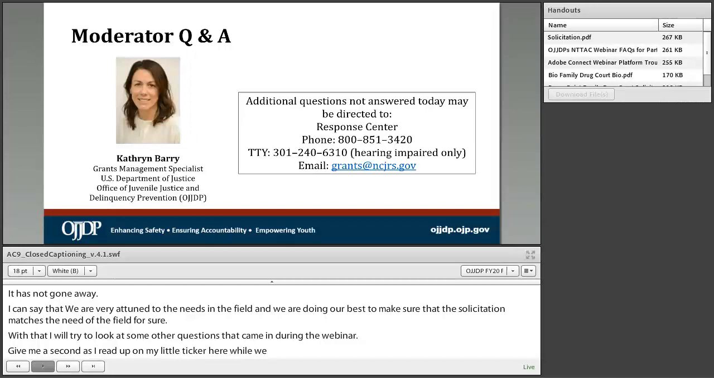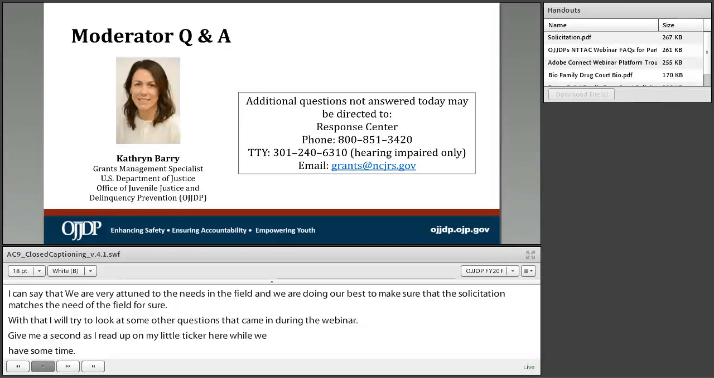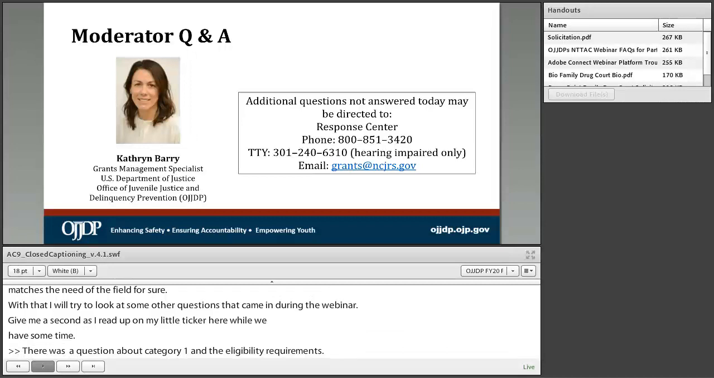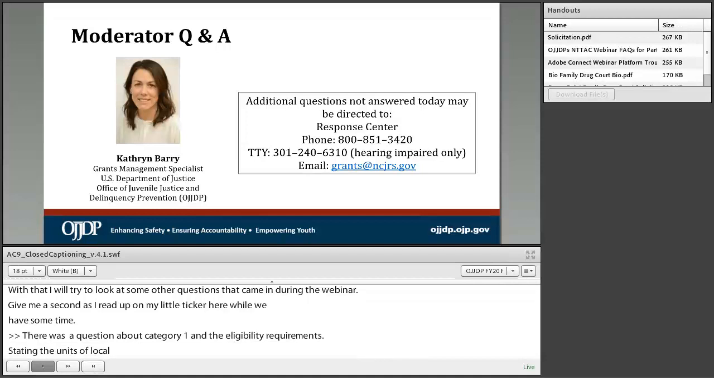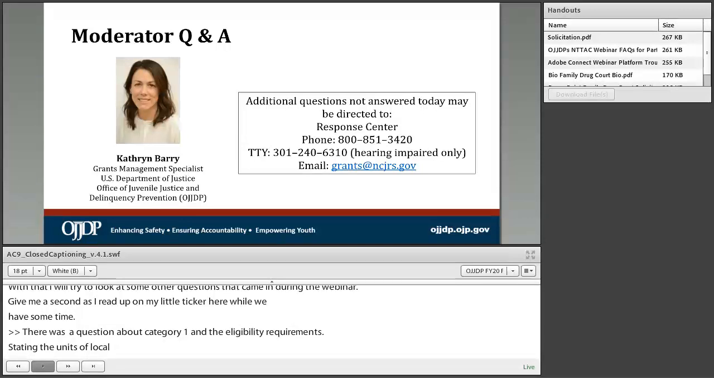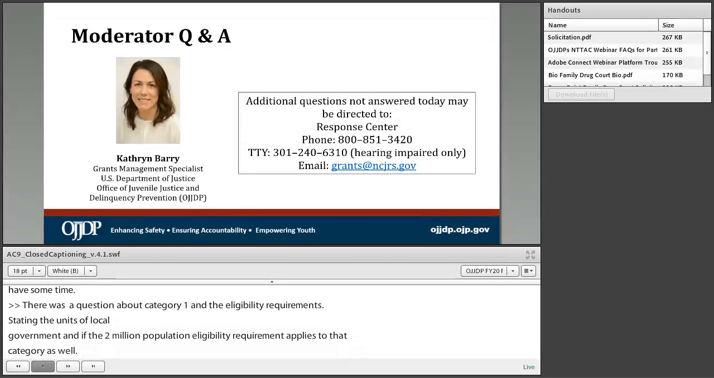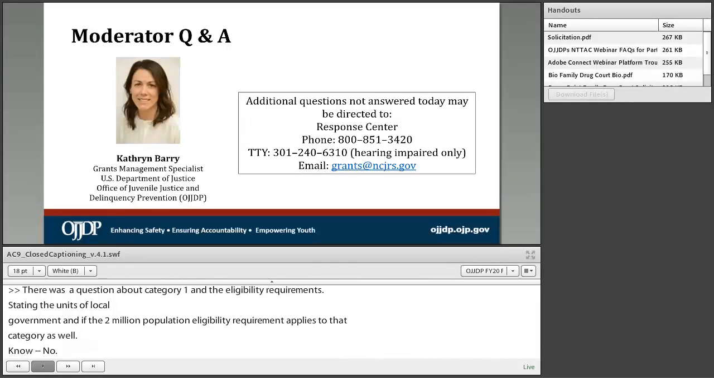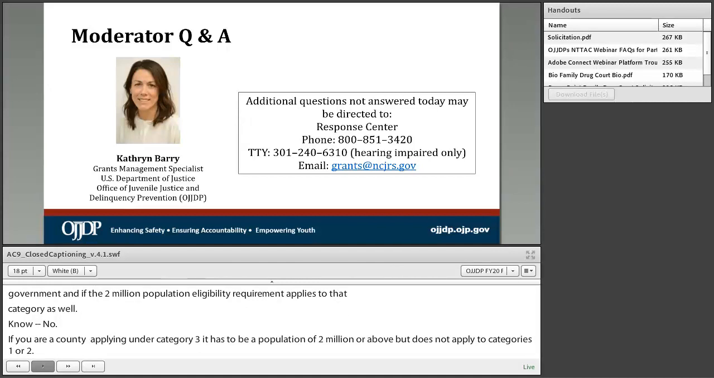So there was a question, somebody asked about Category 1 and the eligibility requirements, stating units of local government, and if the 2 million population eligibility requirement applies to that category as well. No, if you are a county applying under Category 3, you have to have a population of 2 million or above. That does not apply to Categories 1 or 2. If you're a county applying to Categories 1 or 2, it does not matter what your population size is. You will be eligible to apply.